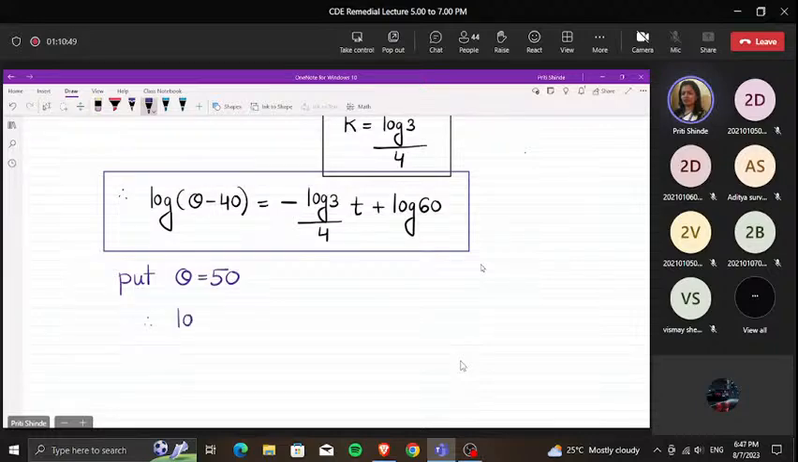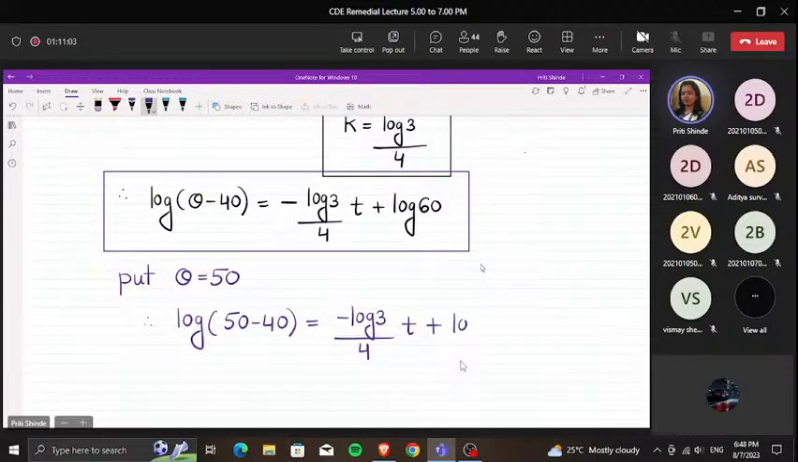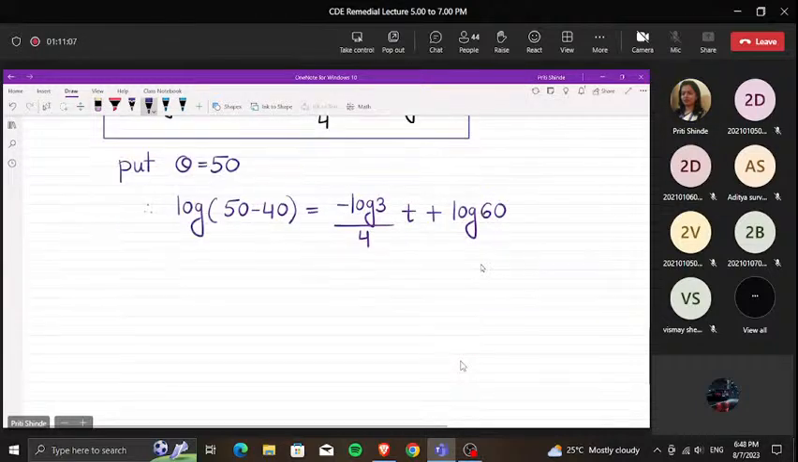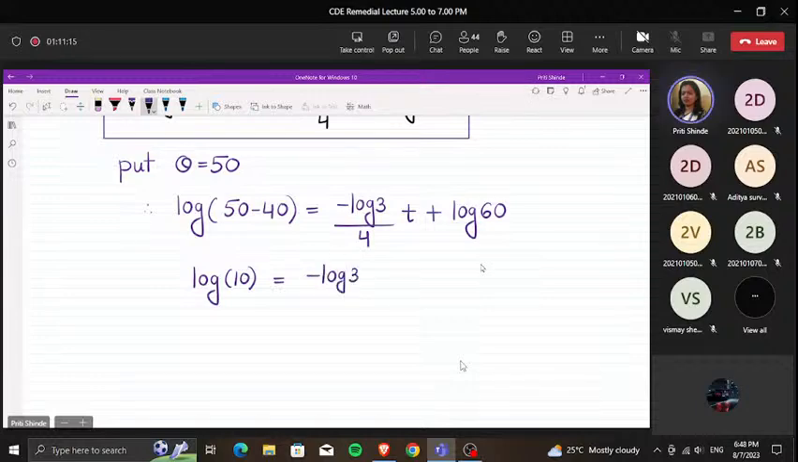So log of 50 minus 40 is minus log 3 divided by 4t plus log 60. Okay. So here we get log of 50 minus 40 is 10, minus log of 3 divided by 4 into t plus log 60.